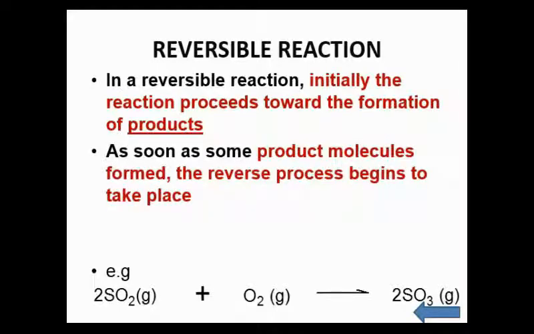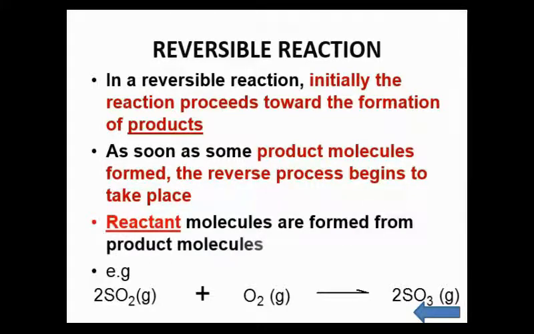As soon as some product molecules form, the reverse process begins to take place. Let's take your attention to the example below. Reactant molecules are formed from the product molecules. Now comes the reverse arrow in the reaction. And now the reaction has completed as a reversible reaction. So this is the end of the first definition, which is the reversible reaction. Let's take you to the objective slide.